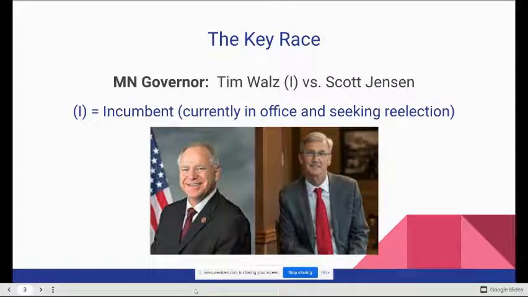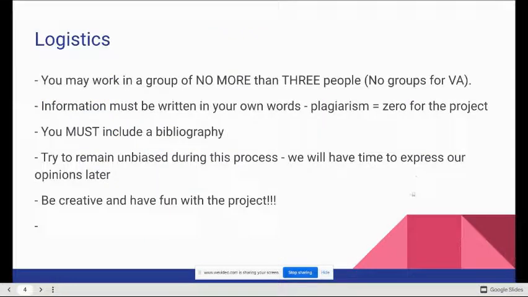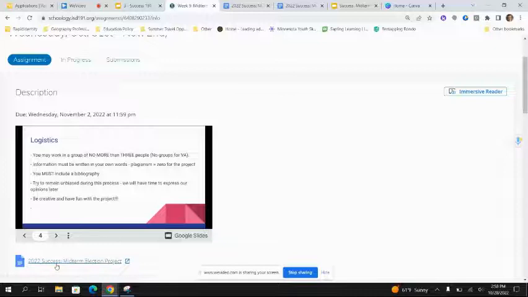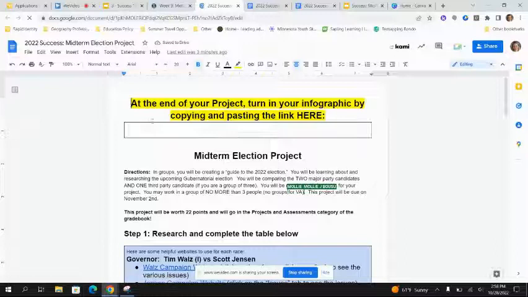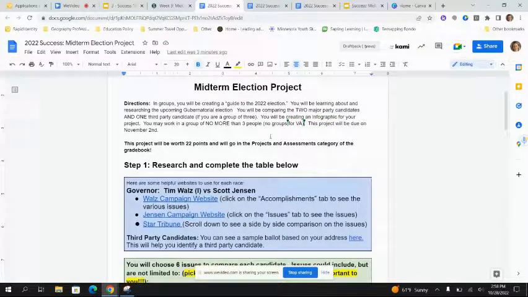So the key race is between Minnesota's current governor, Tim Walz, and Dr. Scott Jensen, who's running against him. So Tim Walz is the incumbent. The incumbent is someone who's currently in office and seeking re-election. So you are going to research information, and then ultimately you're going to be creating an infographic. So I'm going to go to the actual assignment here. I'll come back to this part here at the end, but here are your instructions.